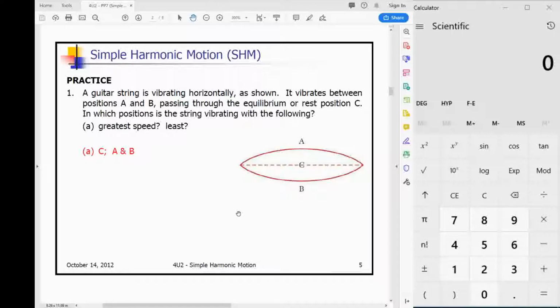So with that greater force, our speed starts to increase at A, and it continues to increase until we get to C. At C, we're at our greatest speed, either in the up or down direction. If it's coming from A, it's in the down direction. If it's coming from B, it's in the up direction. But once we're moving from A to C, we have our greatest speed at C.